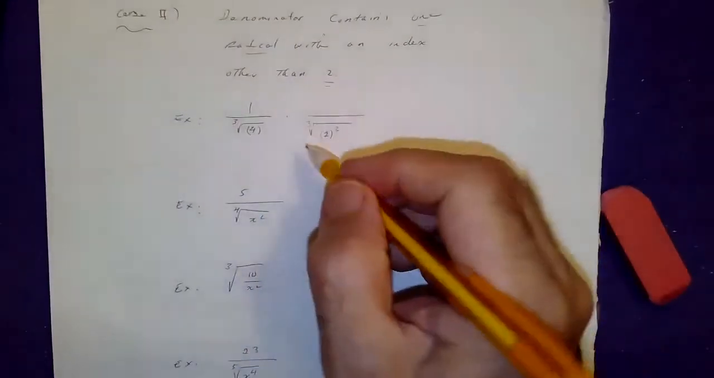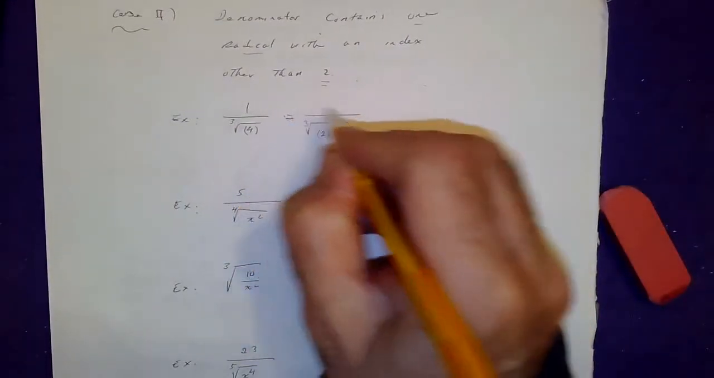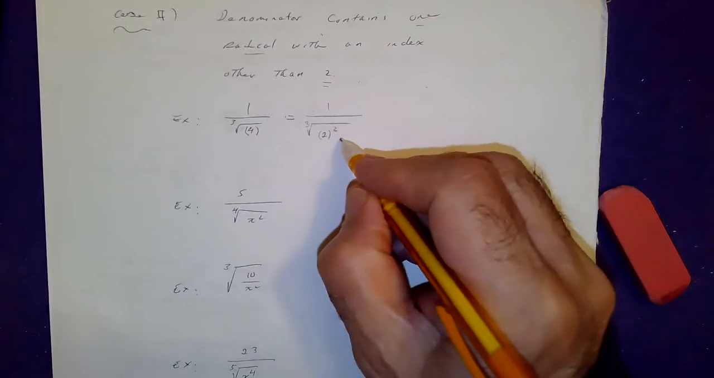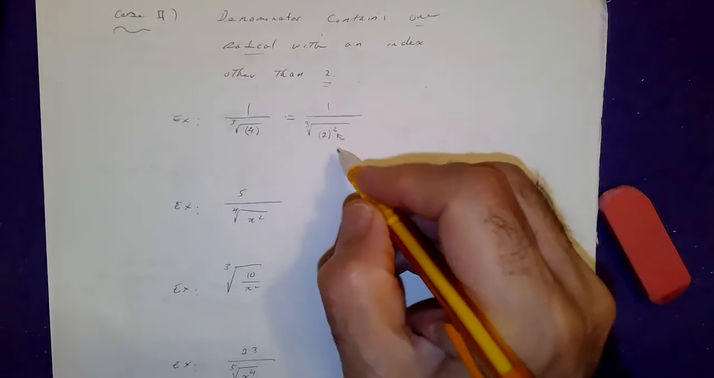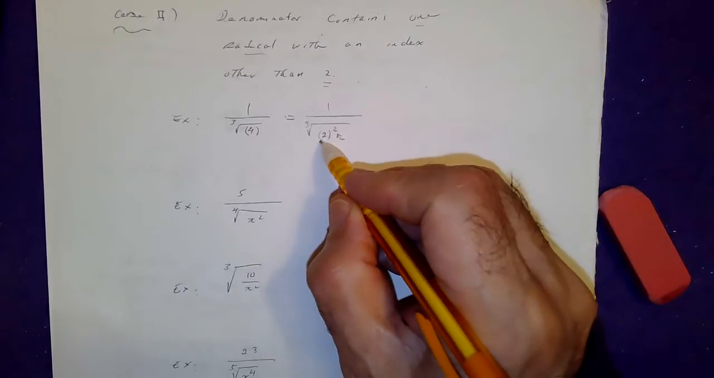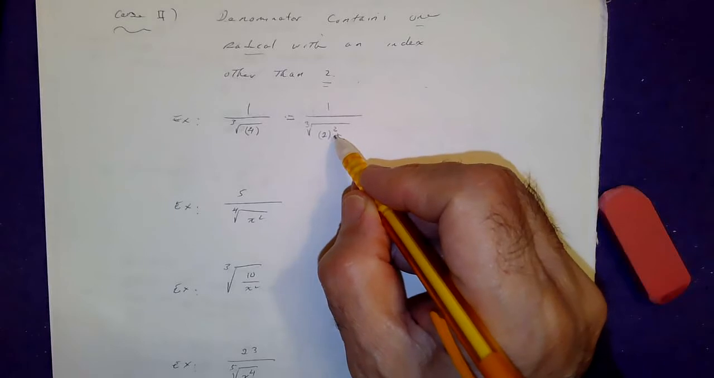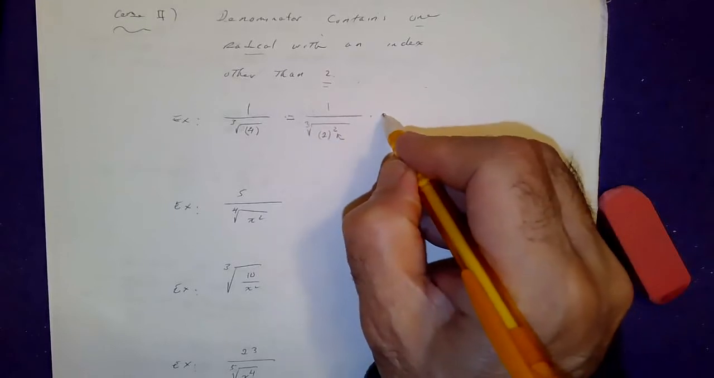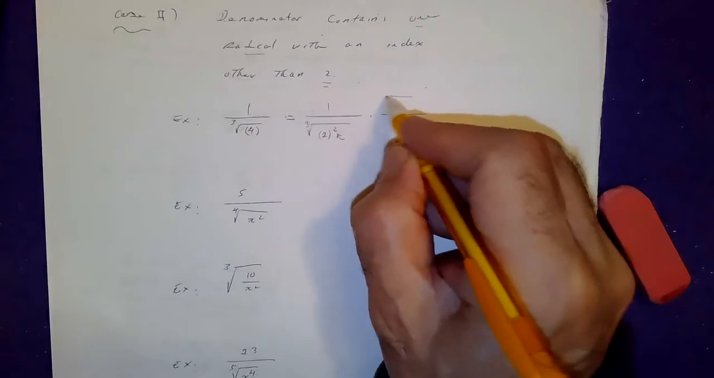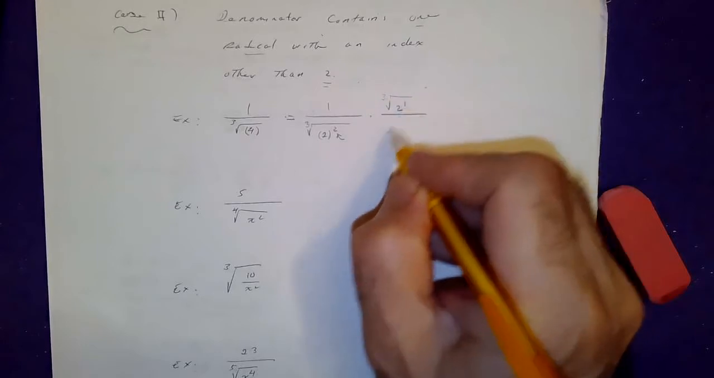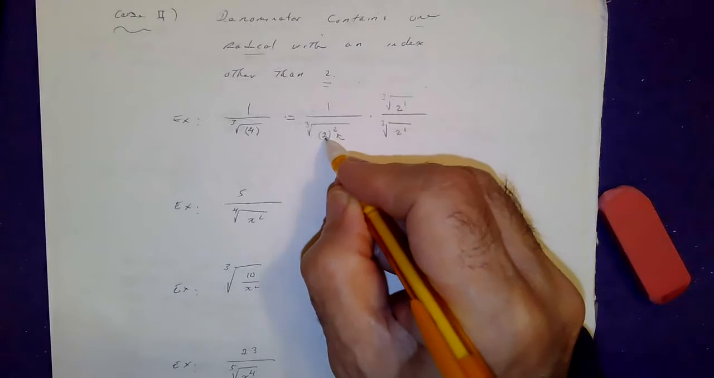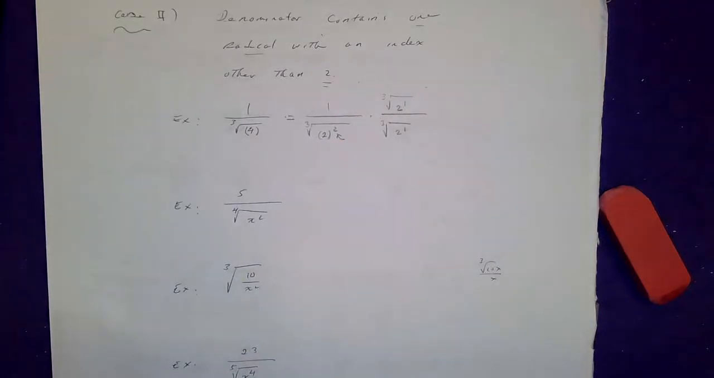I can write 4 as 2 what? Squared. Wouldn't it be nice if the power of 2 was 3? So I would get 2 to the power of 3, which is 8. The cube root of 8 would be 2. So what I need is one more 2. So I'm going to multiply top and bottom by what I need to make this a perfect cube.